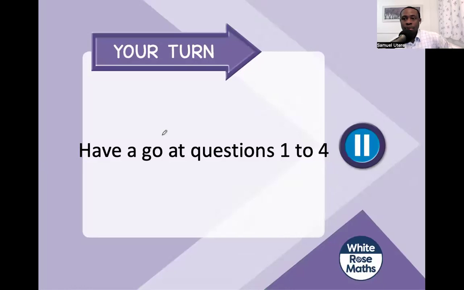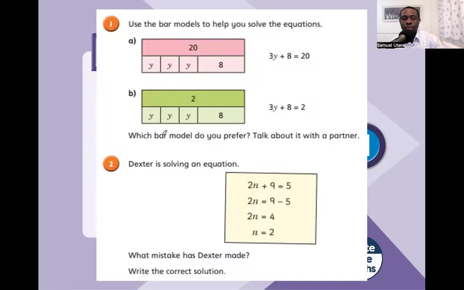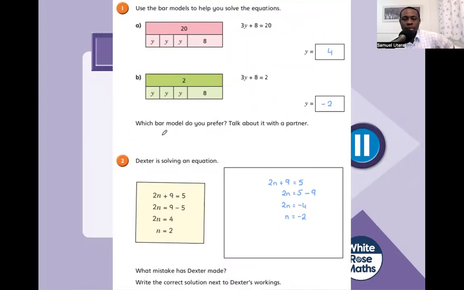You're going to now pause the video and practice some questions. So pause the video and answer questions 1 and 2 in 3 minutes. Assuming you've paused the video and you've answered the questions, here are the answers. Okay, so here you were asked to use the bar models to help you solve the equations. You could solve the equations using the abstract method, but there you can use the bar model.